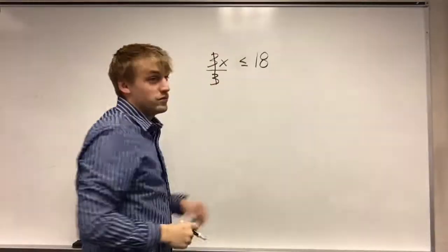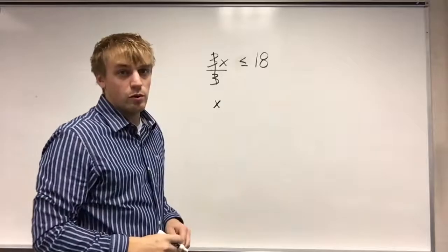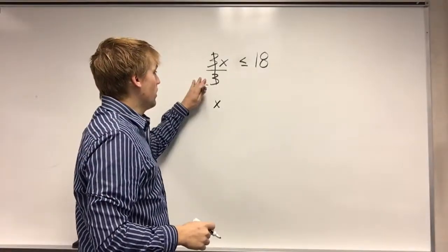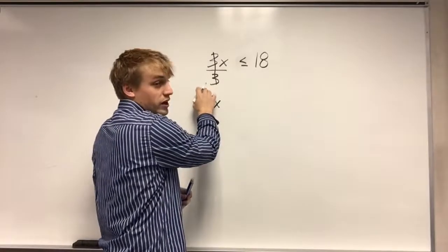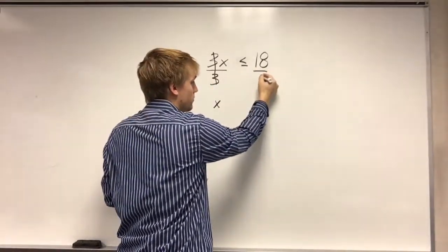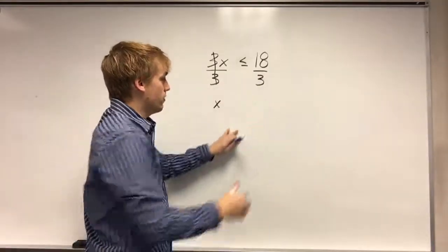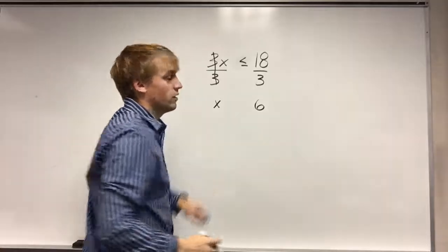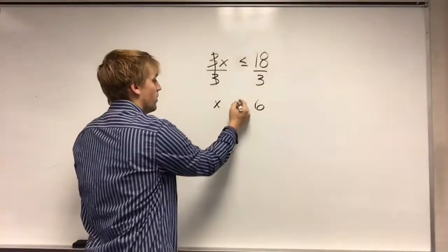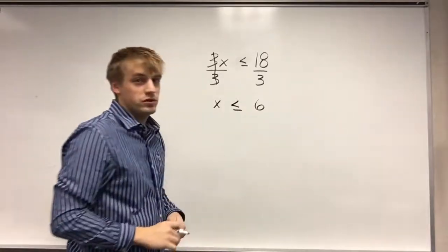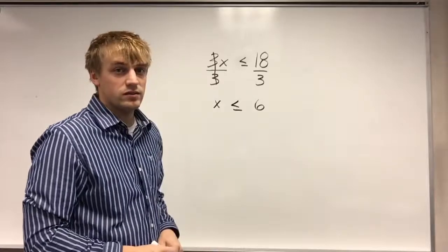3x divided by 3 gives us just 1x. So x is all by itself, which is exactly what we want. And then what we do to one side, we're going to do to the other. So we divide on the left, we're going to divide on the right. Okay? 18 divided by 3 is 6. Okay, then we bring down our inequality, less than or equal to. Okay, x is less than or equal to 6.